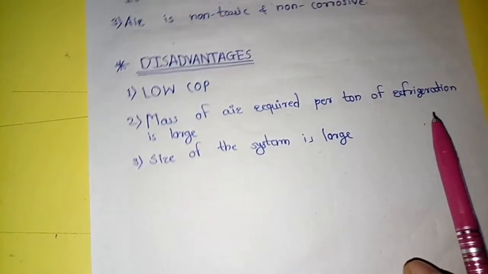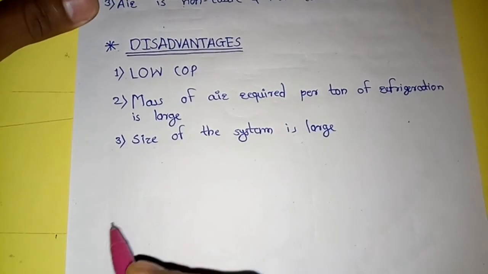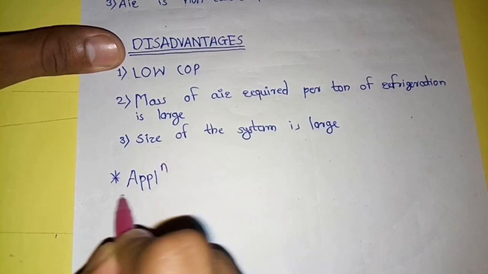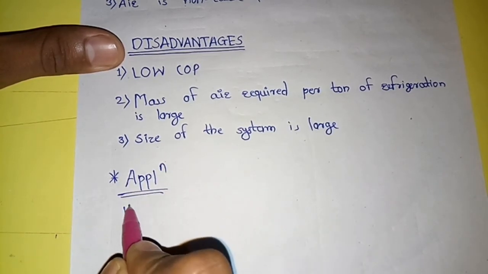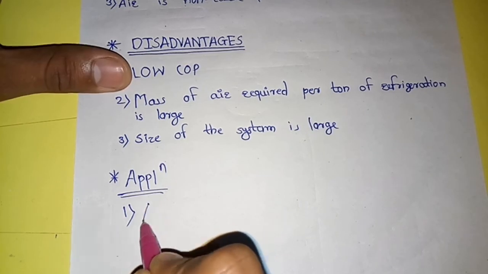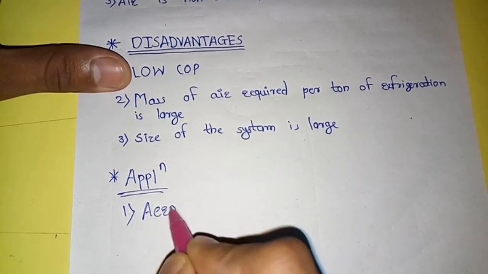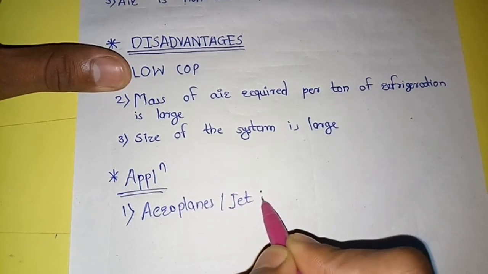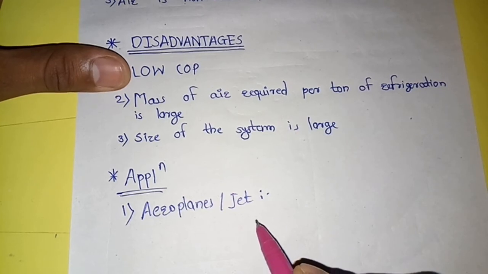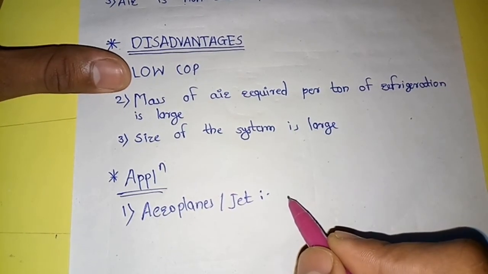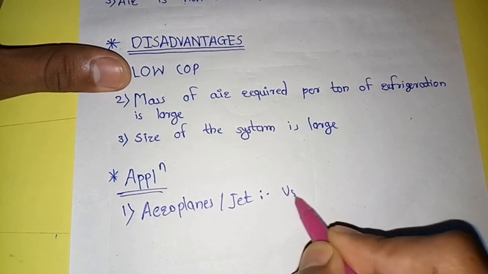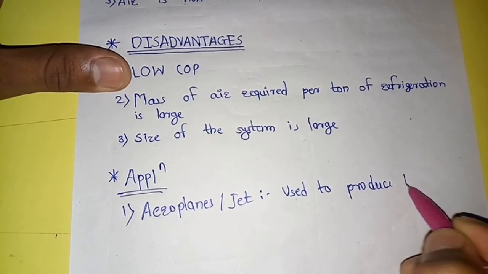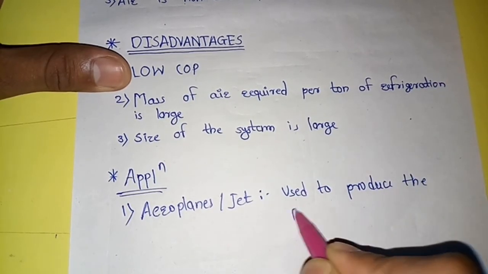Now we will see the applications of the system. The first application of the Bell-Coleman cycle is aeroplanes, planes and jets. In aeroplanes and jets, the Bell-Coleman cycle is used to produce the refrigeration effect.